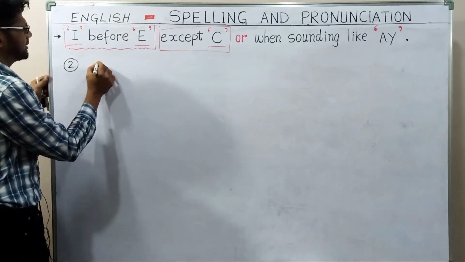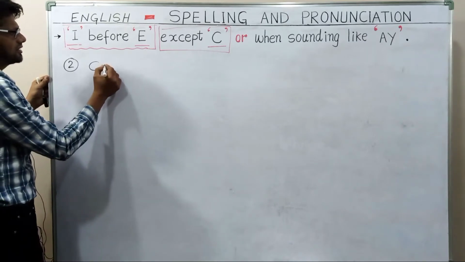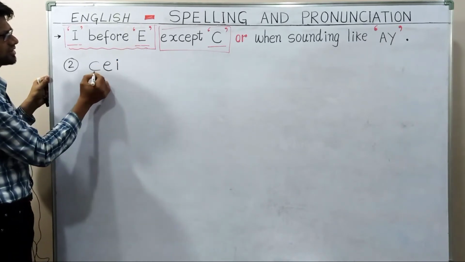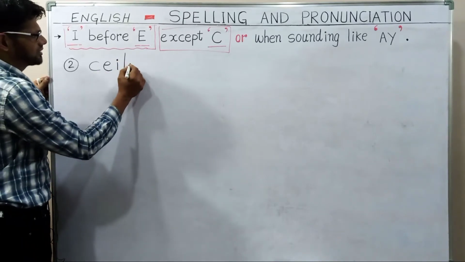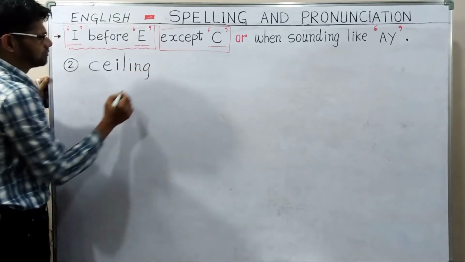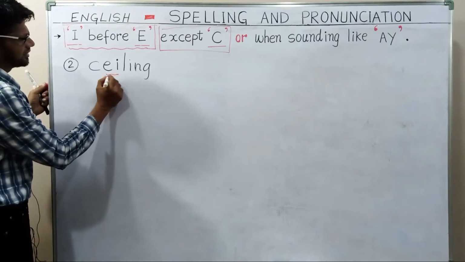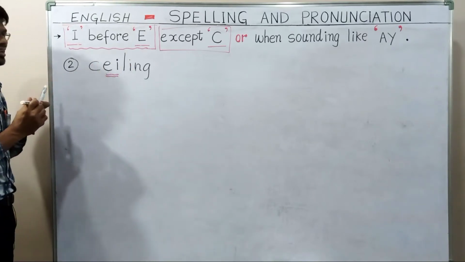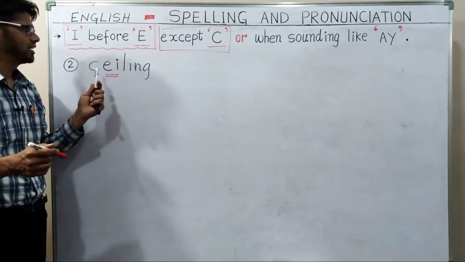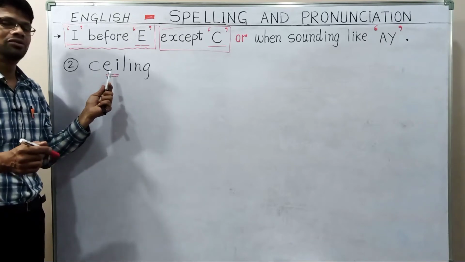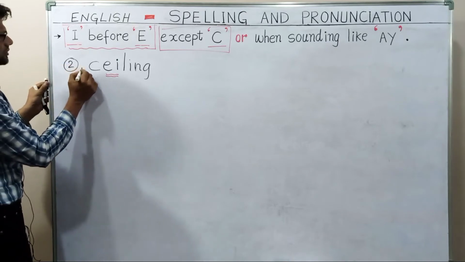Suppose I am writing ceiling, letter C, we are starting the word with letter C. After C, E will come first. After C, we have to write EI. So the example is ceiling. You can notice EI, except C means after C you have to write EI. So in most of the cases, when the word has C, after C we have to write EI. So ceiling, this is the second rule of the first one.